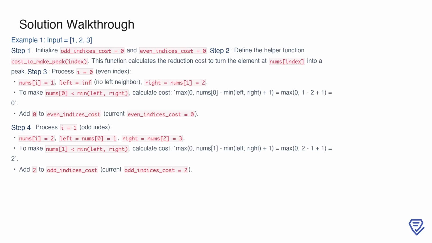Now, let's process the first element at index 0, which is an even index. Here, nums 0 is 1, and since there's no left neighbor, we set left to infinity. The right neighbor is nums 1, which is 2.